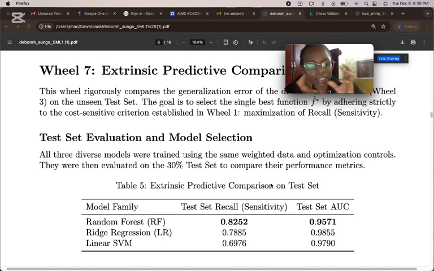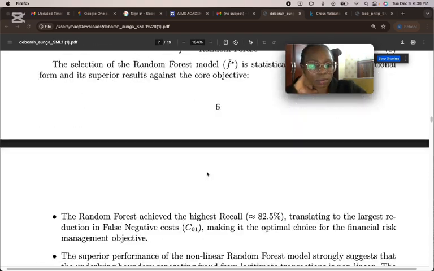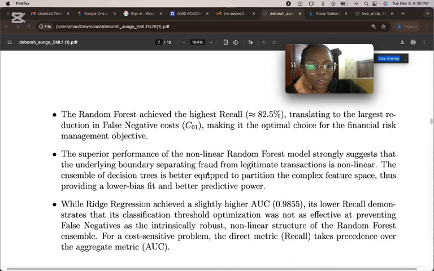I also looked inside the winning model using feature importance in wheel 8, which showed that the transaction amount and V4 were the clearest signals of fraudulent activities. And in the final wheel, I proposed a canary deployment strategy and emphasized the need for continuous monitoring to manage non-stationarity, the fact that fraud criminals constantly change their tactics.